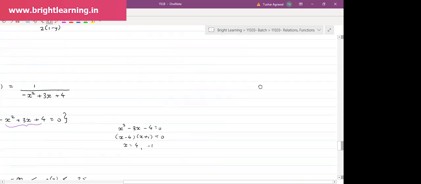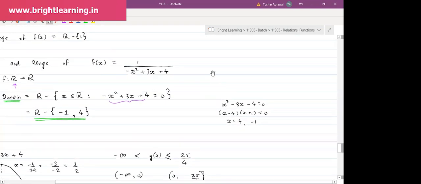And finally, for this question, if it is some 2x minus 3 upon a quadratic, just take it equal to y and form a quadratic equation in x. Similar question you will do, and then you can find the range.